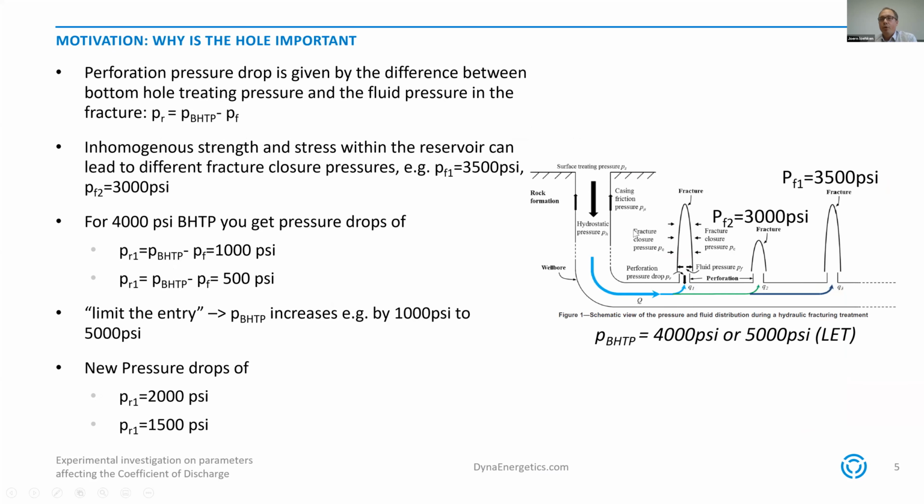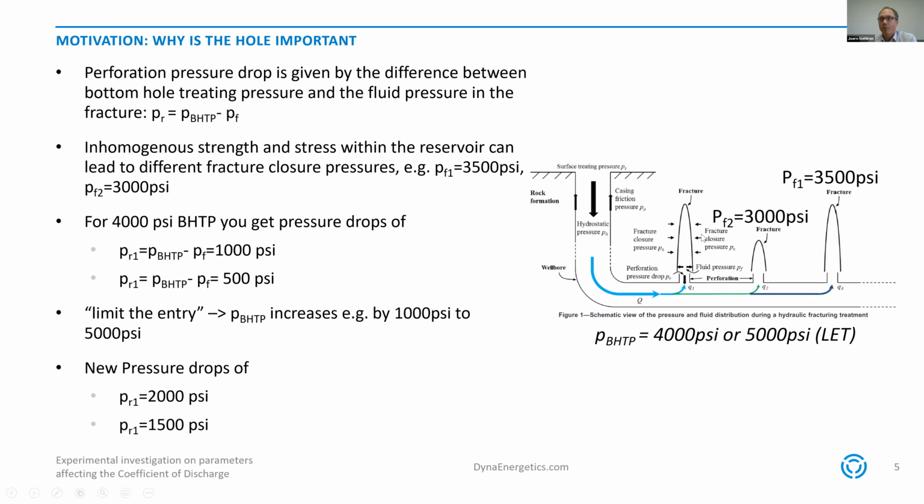If we look at a well for fracturing with a horizontal casing, we have in the casing a bottom hole treating pressure, which is actually given by the hydrostatic pressure and your surface treating pressure. On the other side, you have your fractures with a fluid pressure inside of the fracture and a fracture closure pressure. And driven by this pressure difference between your bottom hole treating pressure and the pressure in the fracture, you have a certain flow which goes into your fracture.